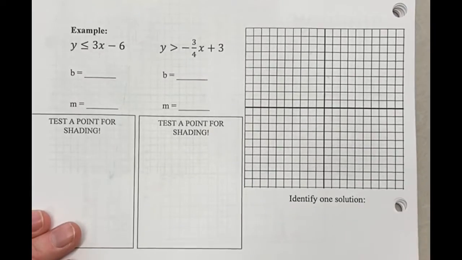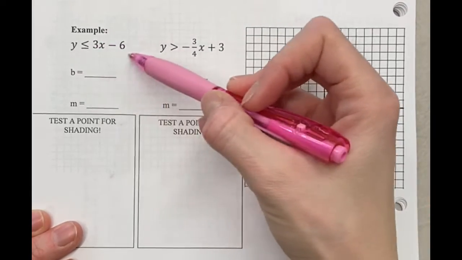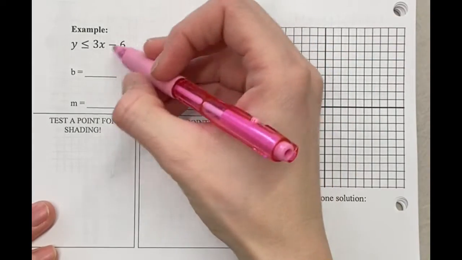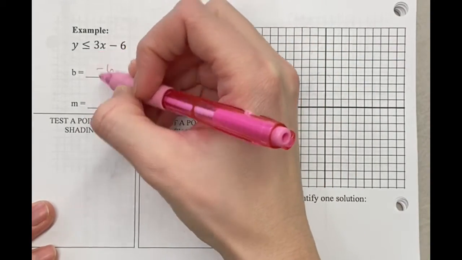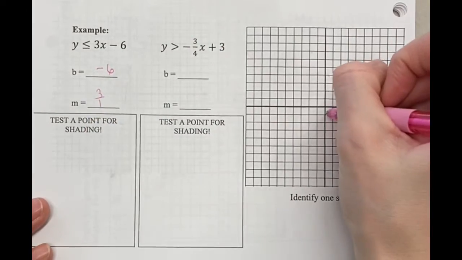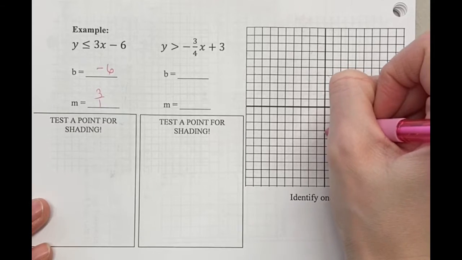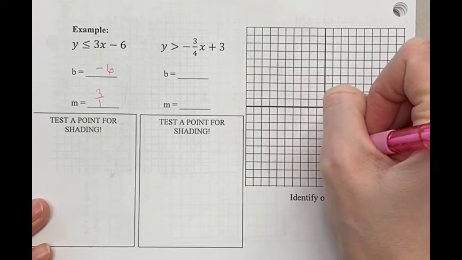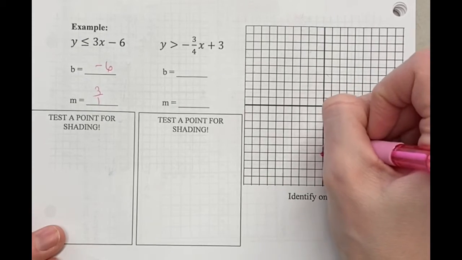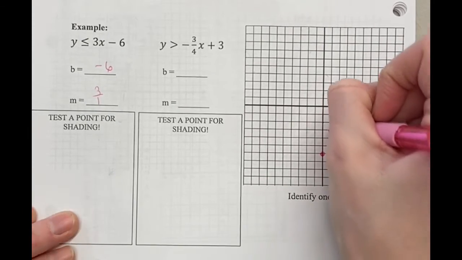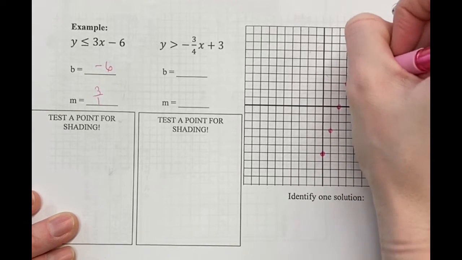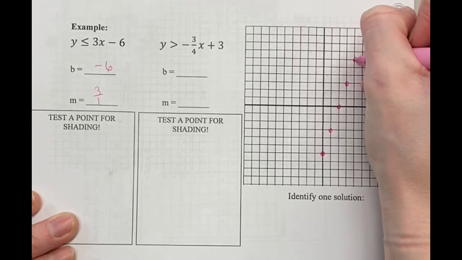So let's look at the first example. First, we're going to take our first inequality and just graph it as if it were any inequality. So our y-intercept is -6, and my slope is 3, or 3/1. So I'm going to plot my y-intercept at -6. And then I'm going to do my slope. So I'm going to go up 3, right 1. Up 3, right 1. And plot all of the possible points on the graph.